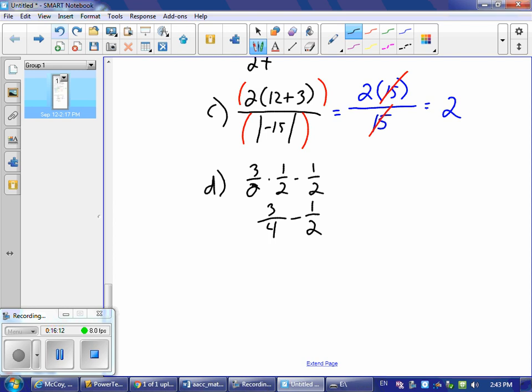Now I have unlike denominators. I have to get a common denominator. The common denominator should be 4. Multiplying the right side by 2 over 2 will get us that common denominator of 4 on the right. So I end up with 3/4 minus 2/4. Now I have exactly the same amount of pieces, so 3/4 minus 2/4 is 1/4.